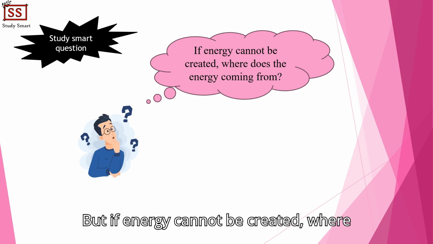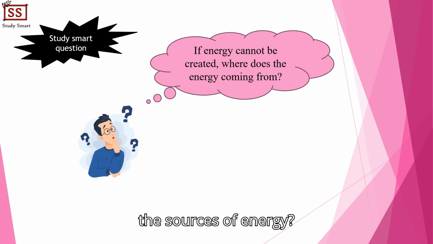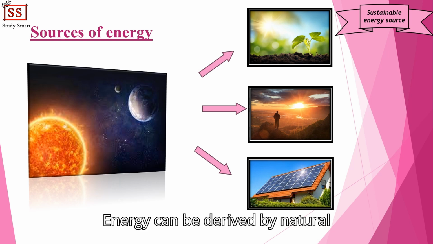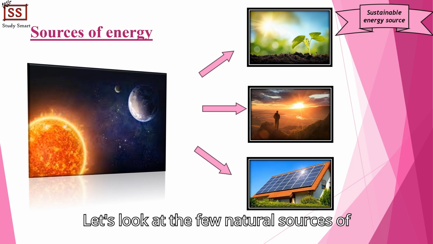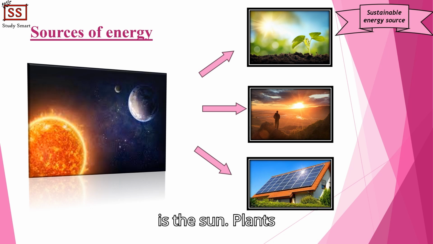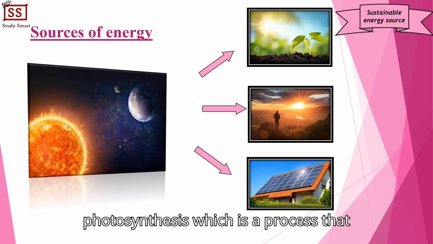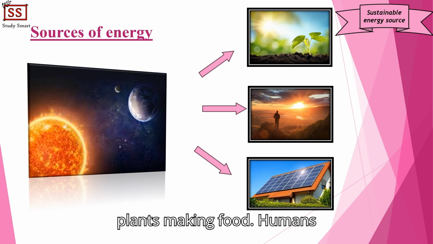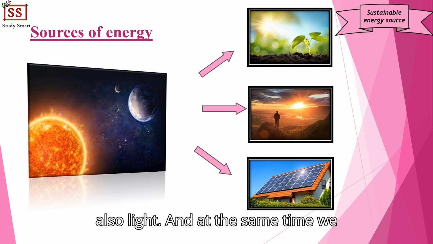But if energy cannot be created, where does the energy coming from? What are the sources of energy? Energy can be derived by natural sources or man-made sources. Let's look at the few natural sources of energy. The first source of energy is the sun. Plants use the sun in order to conduct photosynthesis, which is a process that plants make food. Humans use the sun in order to get heat and also light.